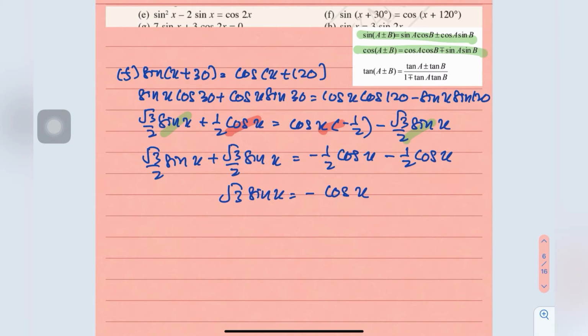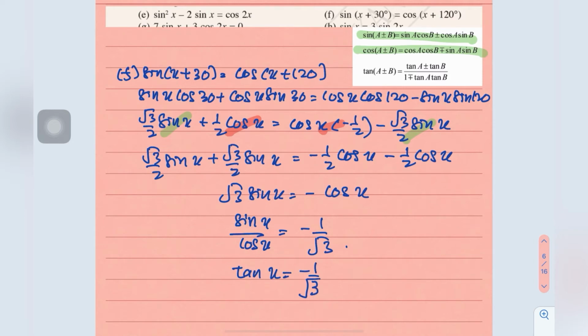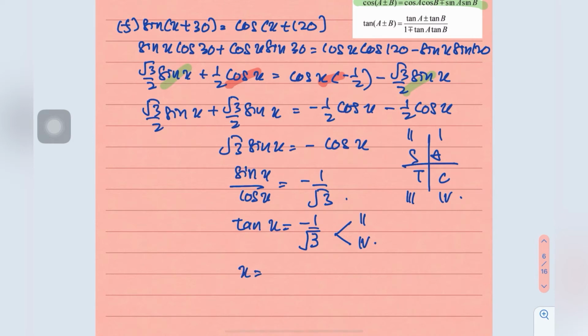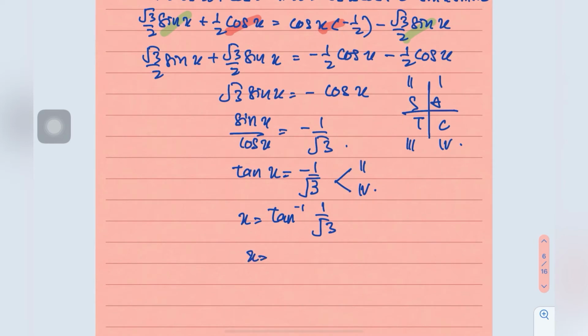We know the relation between sine and cos is tangent. So sin x over cos x equals −1/√3, so tan x = −1/√3. Tangent is negative. Add sugar to coffee, quadrant 1, 2, 3, 4. Tangent is negative in quadrants 2 and 4. To find the basic angle, shift tan⁻¹ of 1/√3, which equals 30.